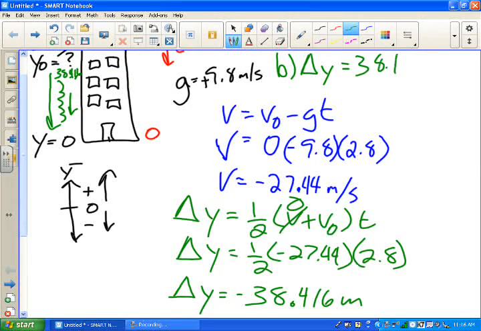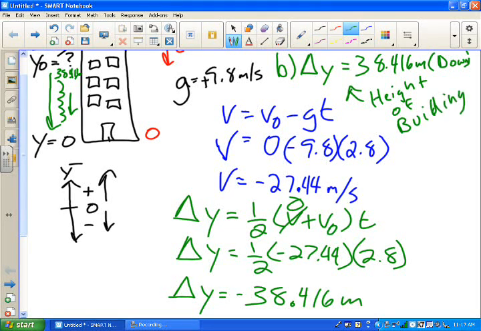Now the problem is that the height of the building is 38 meters roughly, but I got a negative number. What that means is that the displacement of the object was in the negative direction. The question for part B actually says, what is the height of the building? The height of the building is 38 meters, or 38.416, but the negative sign represents the direction. Now, I don't know, you can make up a fancy rule, or you could just think about what you're doing. The negative 38 represents the displacement of the ball. How far did it move? 38 meters. What direction? Down. How do I know? Because it's negative. But what's the height of the building?